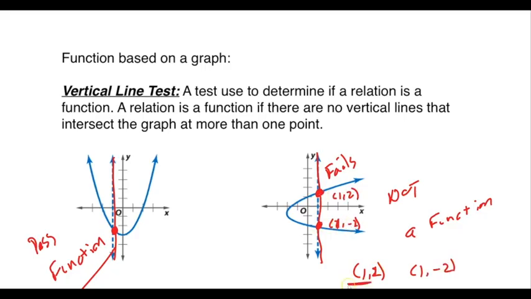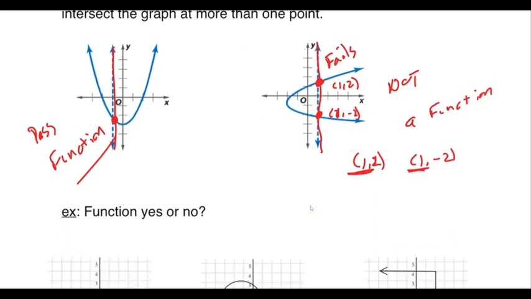If you notice, you have 2 of the same x's again. That's why it's not a function. If you draw a vertical line and you hit it more than once, that means you have the same x, but it's not a function. So let's quickly do some examples.